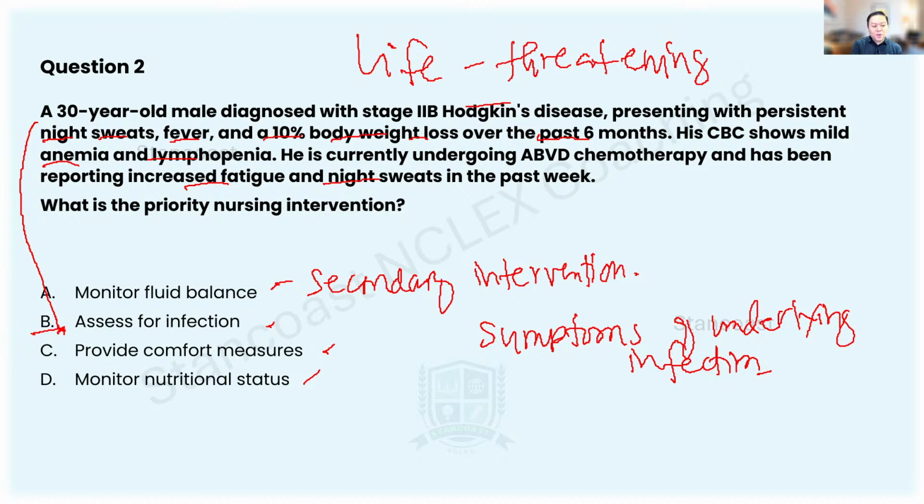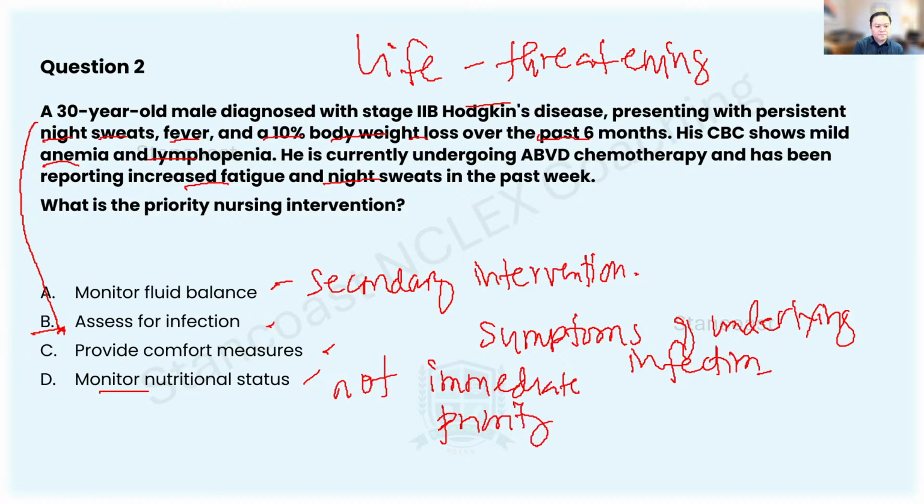Now, what about letter C? Provide comfort measures. Yeah, it's also important, but does it take higher priority compared to the assessment of infection? No. It will be, let's say, secondary or tertiary, or maybe a third priority, okay? What about letter D? Monitor nutritional status. It is also important for the overall health of our patient, but it's not an immediate priority.